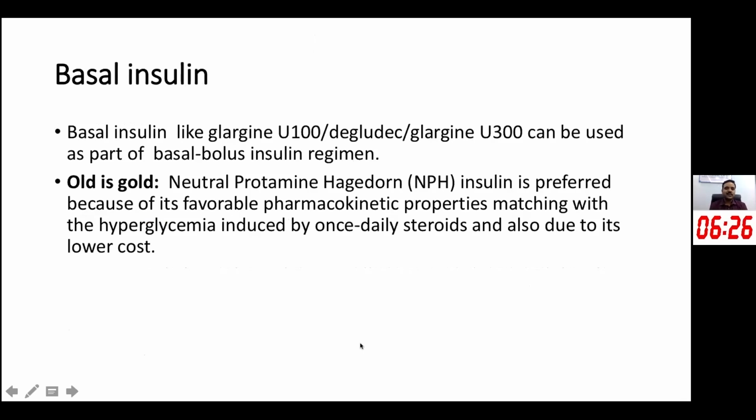Which basal insulin to use? Basal insulins like glargine, degludec, U300 can be used as part of the basal bolus regimen, and there is evidence for in-hospital management with these basal insulins also. But in COVID-19, especially those who are on steroids, many recommendations go with NPH insulin, and old is gold in that condition. If someone is getting a once daily steroid, then probably an NPH insulin in the morning time is a better option. But we can use the NPH twice a day, with 2/3 in the morning and 1/3 in the evening, when we are giving high doses of long-acting steroids or multiple doses of steroids.